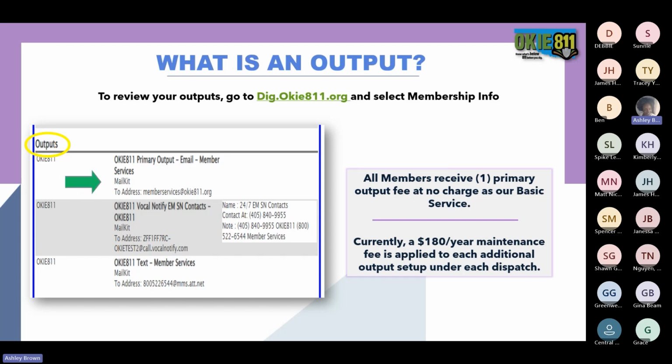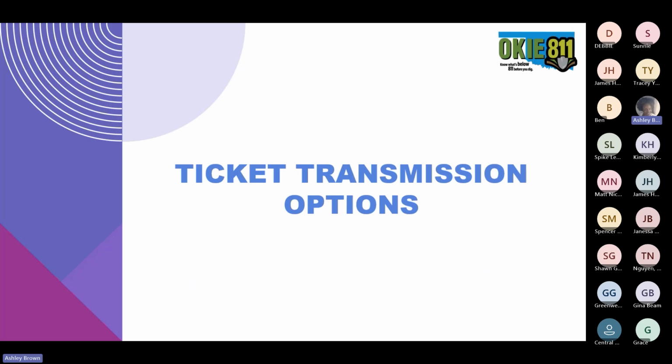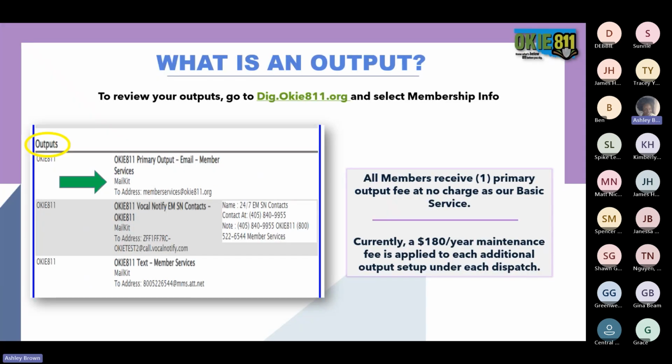Each member has one primary output per dispatch at no charge. That's just a part of your Oki 811 membership. But you can choose to set up multiple additional outputs where tickets are transmitted in addition to the primary output. An additional output will incur the additional output fee, which is currently $180 per year per additional output set up under each dispatch.